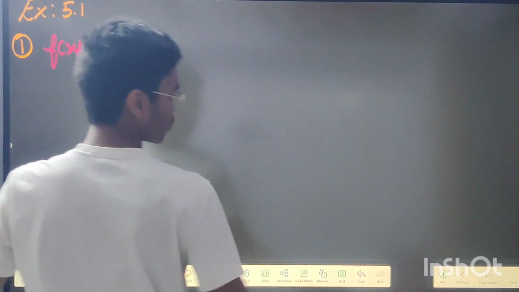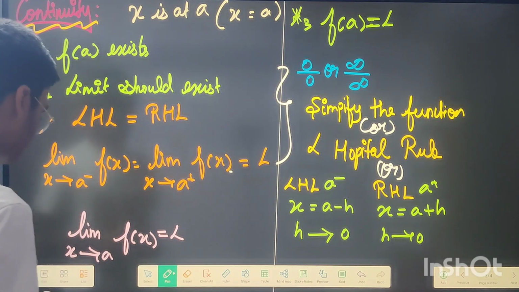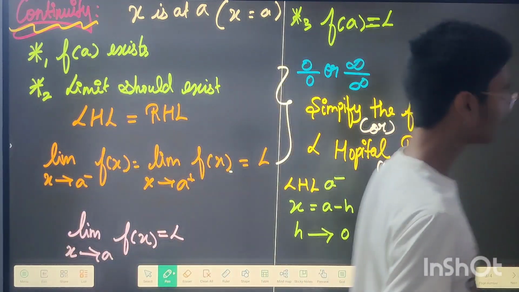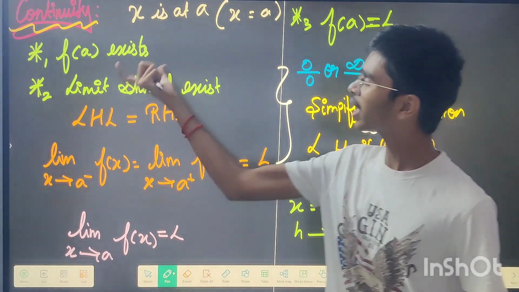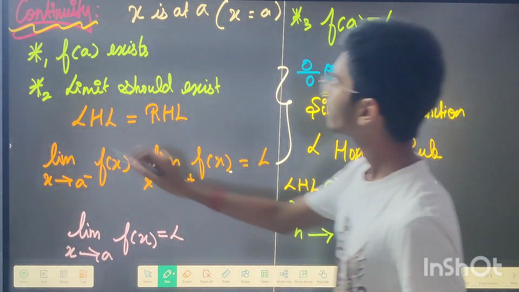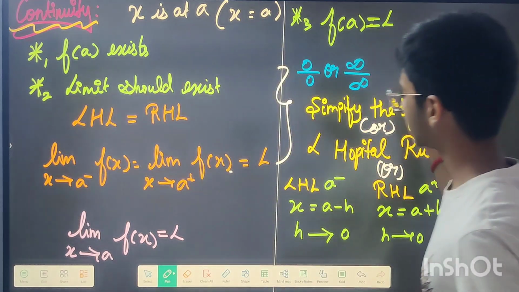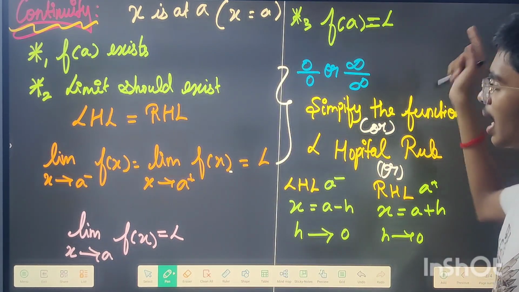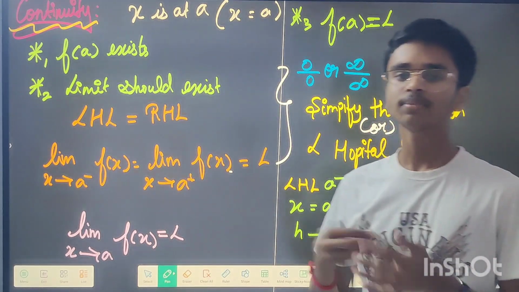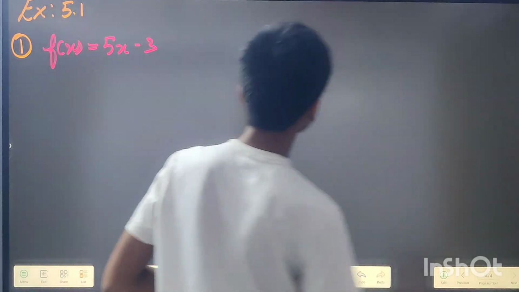So first condition is what? That f of a exists. Yeah, that is what the first condition is. But you need not prove that f of a exists. What we'll be doing is taking only the second step and third step. Note that this limit should be equal to this function's value. That I have said, but I have not written it.